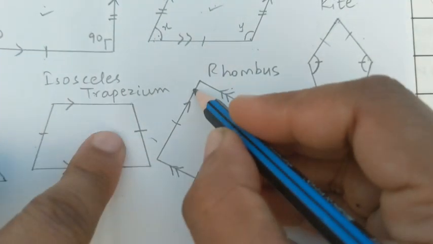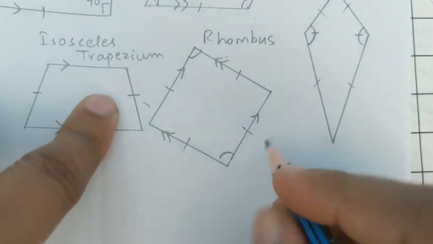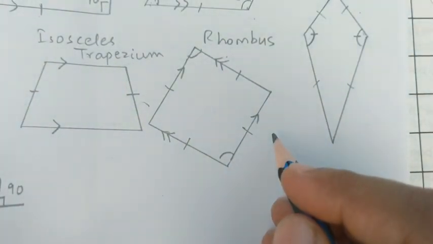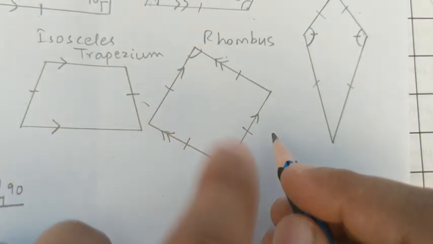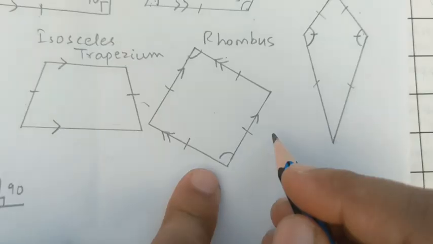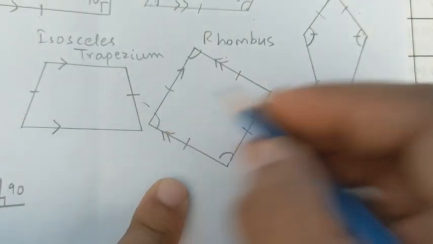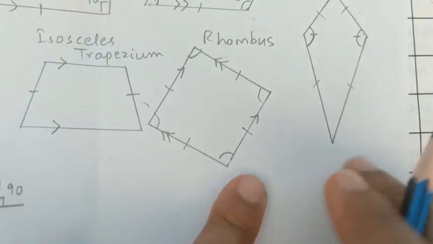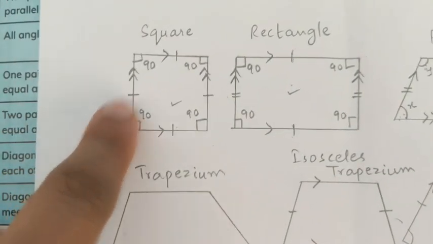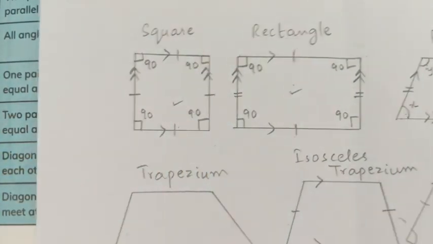And then in a rhombus, again the opposite angles are equal to each other, and none of the angles are 90 degrees in a rhombus. That's the difference between a square and a rhombus. All four sides are equal in a rhombus, but not all four angles are equal. So in a rhombus, only opposite angles are equal to each other. None of the angles is 90 degrees, unlike a square, in which all four angles are 90 degrees each.